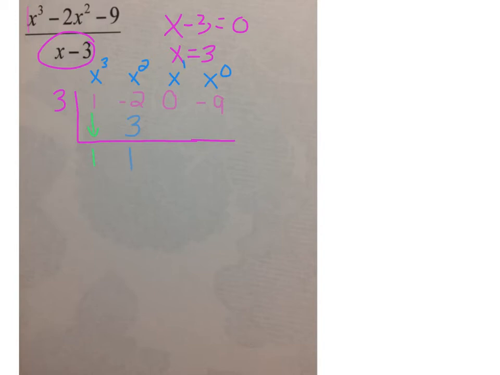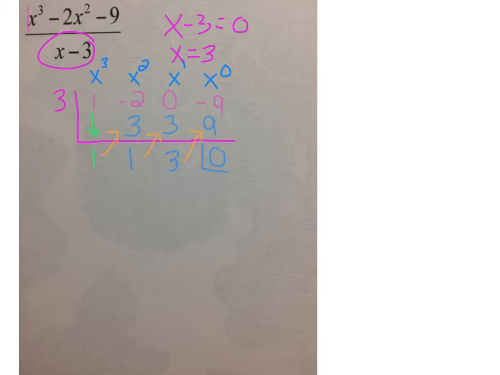Then I'm going to multiply 1 times 3, which gives me positive 3. 0 plus 3 gives me 3. 3 times 3 gives me positive 9. Negative 9 plus 9 gets me 0. So again, as we move down, we are adding, and as we move across, we are multiplying. Look at step 3.